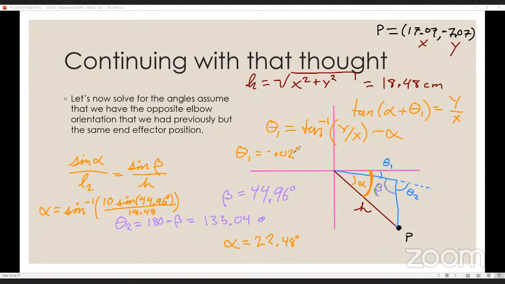Which makes sense because remember what we had the last time. We had something at 45 and then something that was basically at 0. And remember, elbow up and elbow down mirror each other. And so you still have the same endpoint, but it makes a parallelogram. So the angles should be almost inverted.